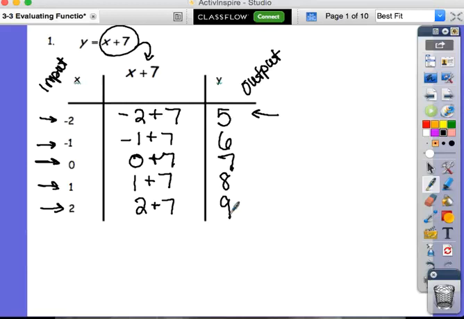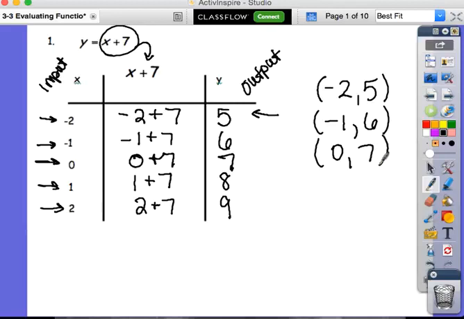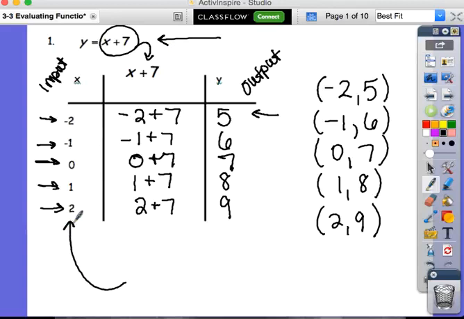Okay? Now, you can take all of these inputs and outputs, and they could be written as an ordered pair. -2, 5. -1, 6. 0, 7. 1, 8. 2, 9. And you could then plot those points on a graph and connect them, and that graph would be the graph of y equals x plus 7. And these values here, these inputs, you can plug any number in for x. Those are just the ones I provided you with. Any number can be put in.